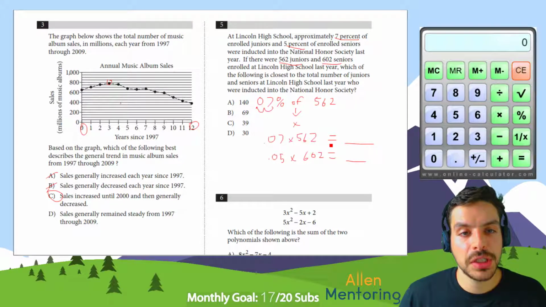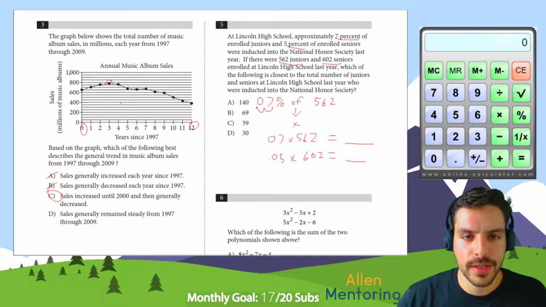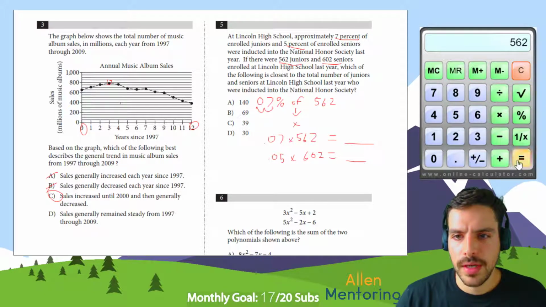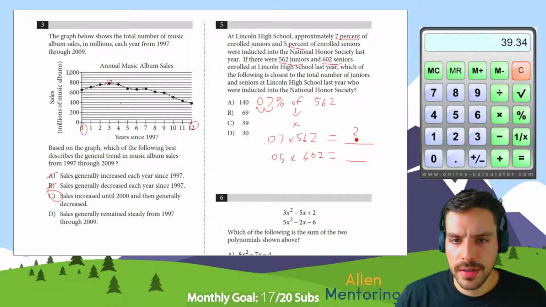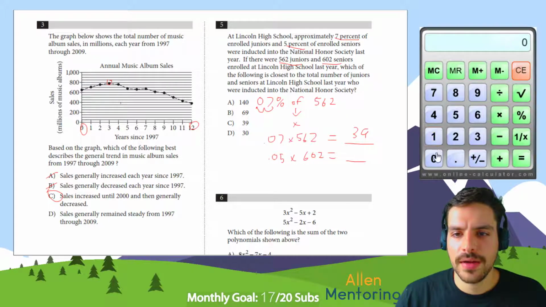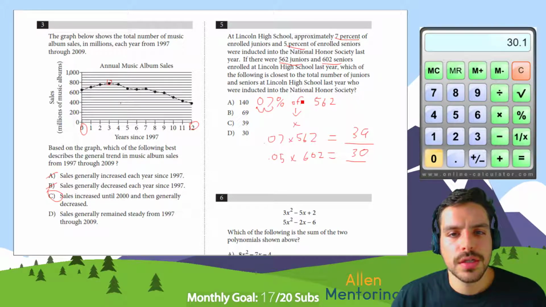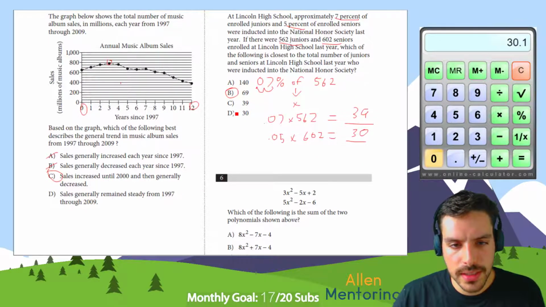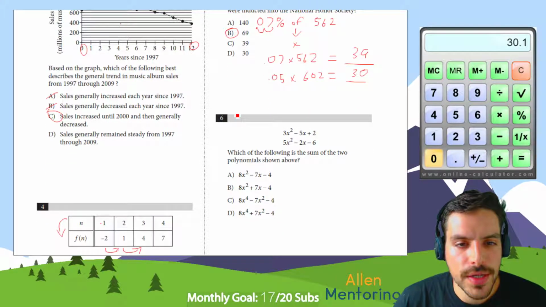So this is the calculator portion. So I will go to my handy dandy calculator, and let's see. So I had to do 0.07 times 562, and that will be about 39. And then 0.05 times 602. So that is 30, about. So if we combine these, we will get 69 as the right answer. Very nice. Alrighty, number 6.